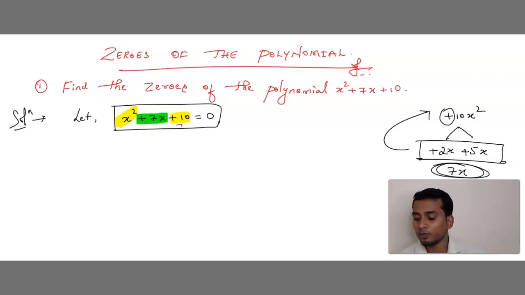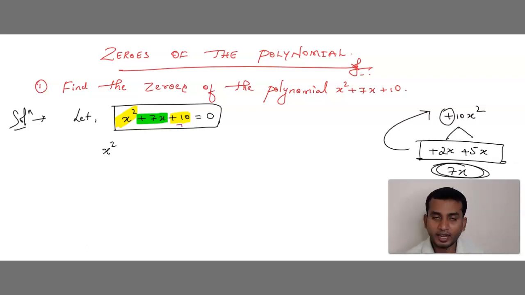See? Plus into plus is plus. 2 fives are 10, x into x is x square. Yes, if we multiply, we are getting plus 10x square. When we add plus 2 plus 5, we are getting plus 7x. Then only our answer is correct. If we multiply, it should be equal to plus 10x square. When we add, it should be equal to plus 7x. If you are not getting it, if it is some other number, then you have to change the tables. Now what should we do?